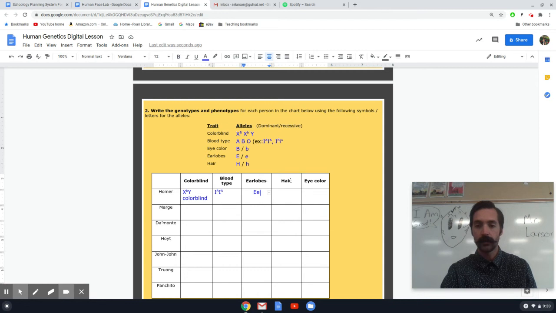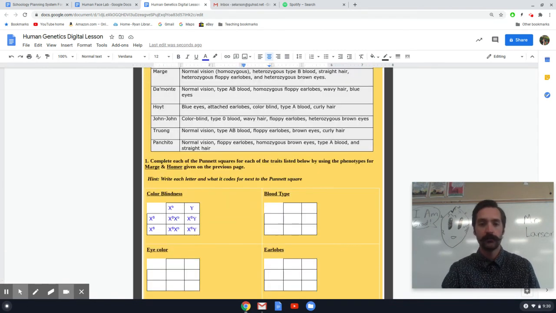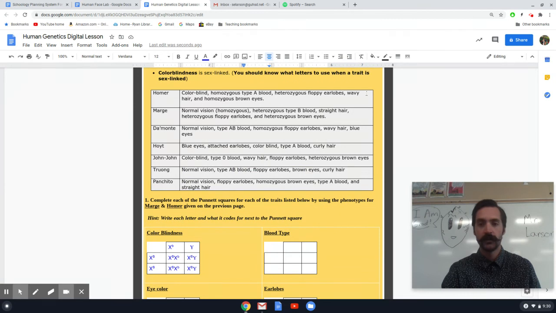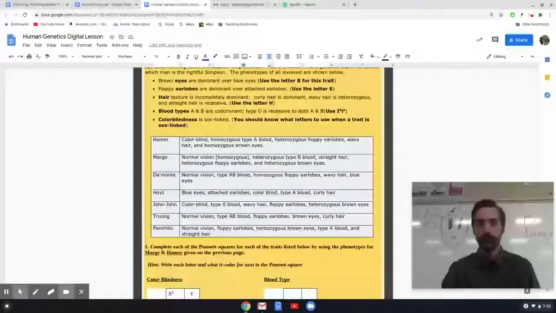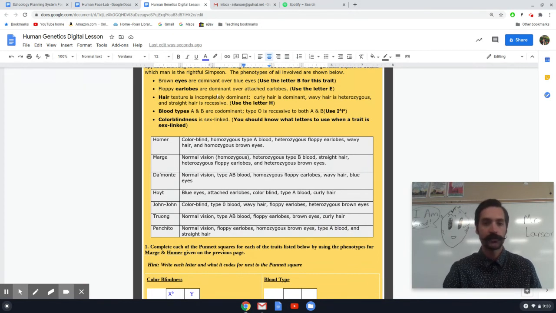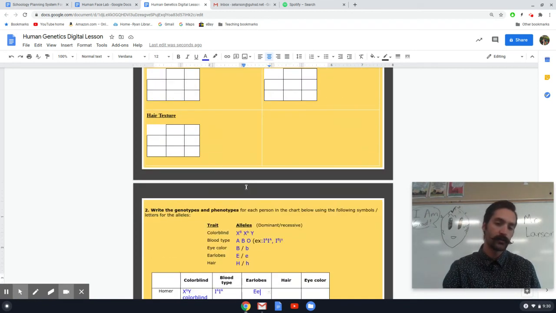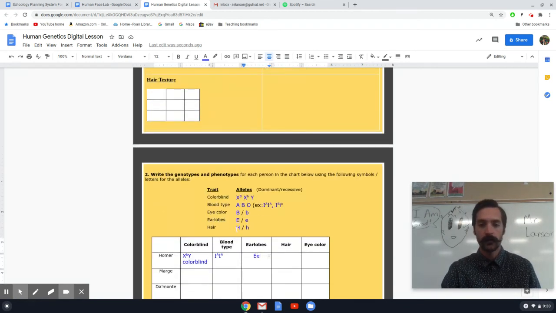Now we're going to go to his hair. Homer's hair, as it says in the section above, is wavy. So what does that mean for our alleles? Hair texture is incompletely dominant: curly hair is dominant, wavy hair is heterozygous. Since he has wavy hair, that must mean he has heterozygous alleles. When we scroll back down to the section, hair is represented by the letter H. So his hair is going to be capital H and lowercase h because he has that wavy texture, meaning it is heterozygous.